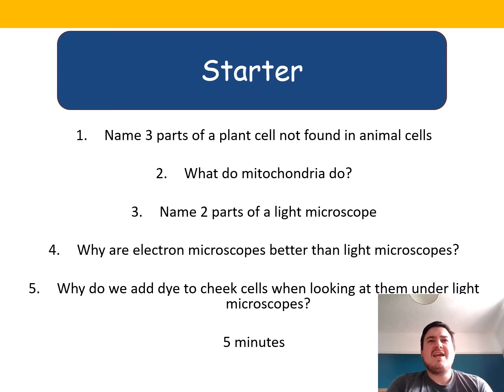So your first job then is to name 3 parts of a plant cell not found in animal cells. You should then go through the other 4 questions on here. I recommend you follow our normal routine, so doing the date, the title, and the starter, like you normally would in your books, or whatever you're doing this on, as then you'll get yourself back into the routine, and then you'll get better at sitting through these things.